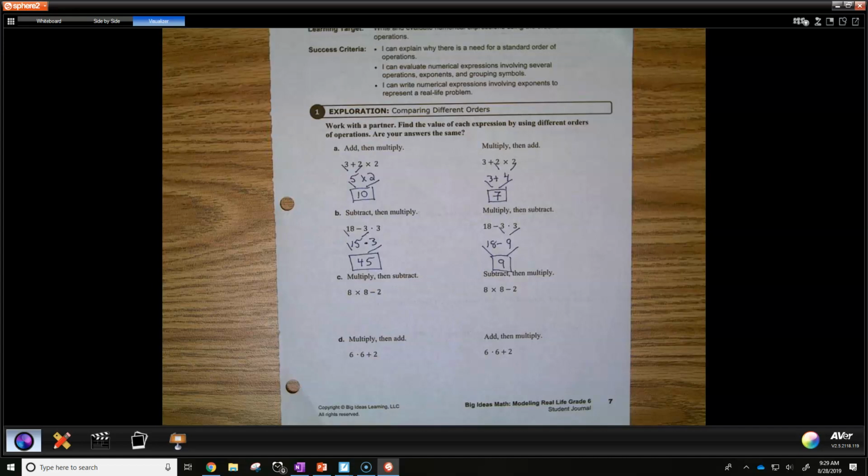We see this in B. Your answer should have been 45 if you subtracted first, and your second answer should have been 9. Why is this a problem? Grant? Because if we get different answers every time, then there's no way to tell if you're right or wrong.